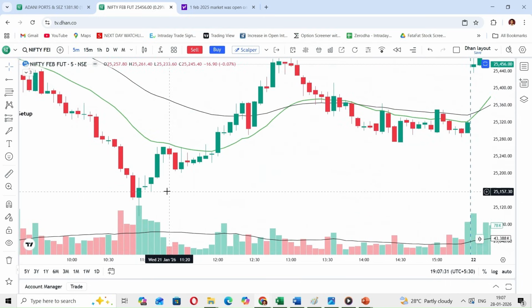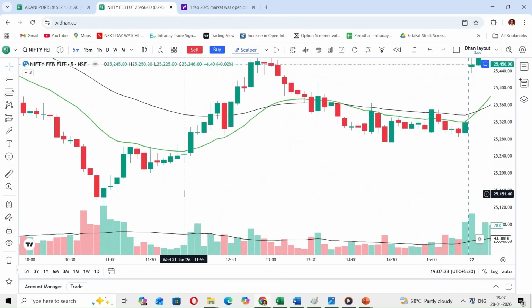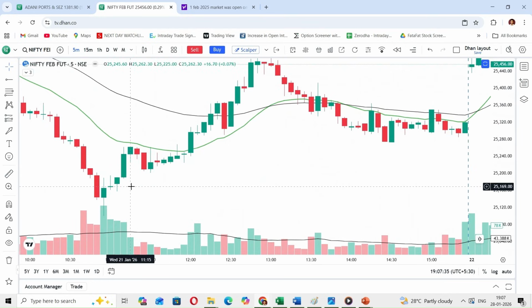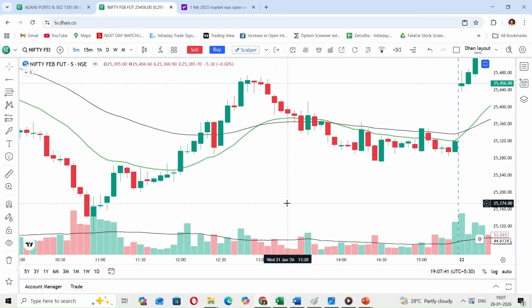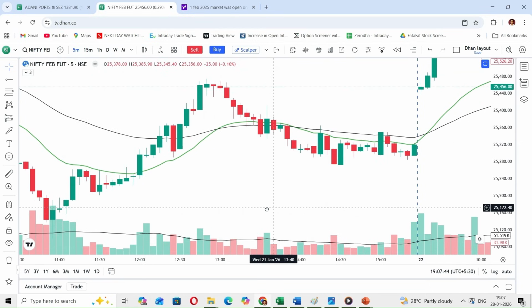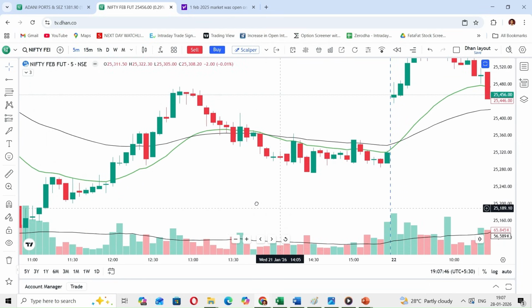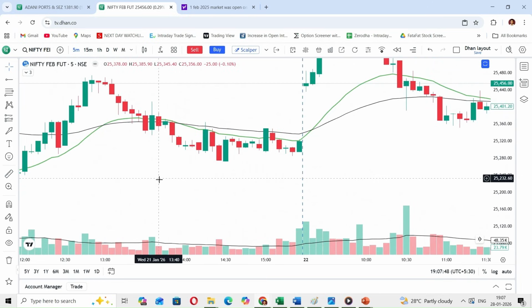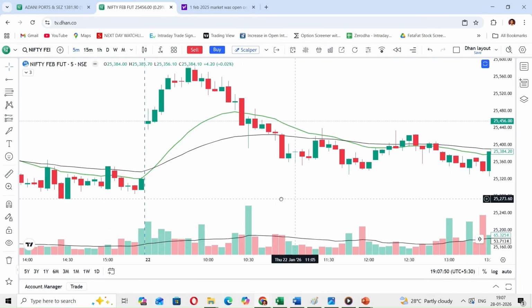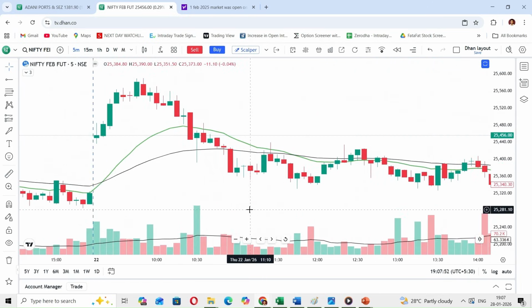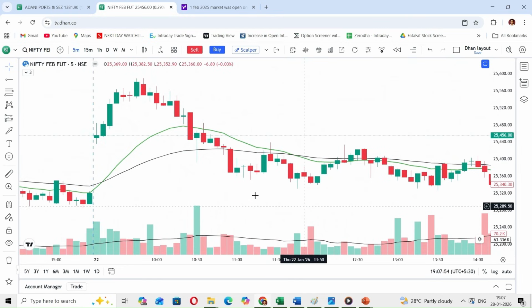Again, here an inside candle setup formed, but here we need to take a sell trade, and this is a buy candle, so we will not take this trade. No setup. No setup. Here is the setup.